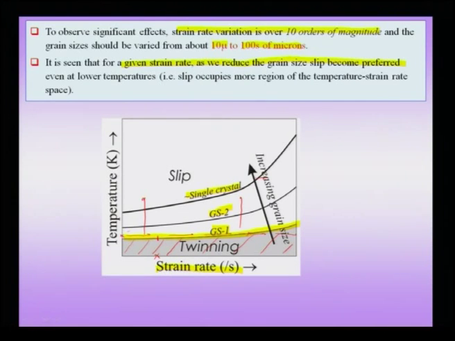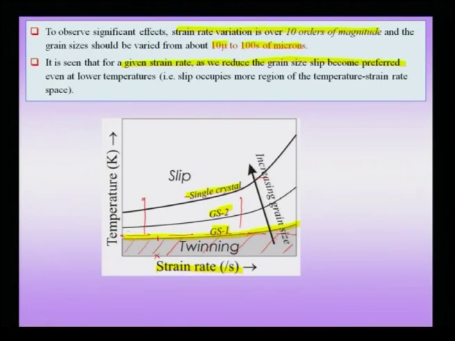Now we understood two effects, the effect of strain rate and the effect of temperature, for a given grain size. That means if I increase my strain rate, I switch from slip to twinning; if I increase my temperature, I switch from twinning to slip. So this is the basic mechanism. But what happens when I reduce my grain size?